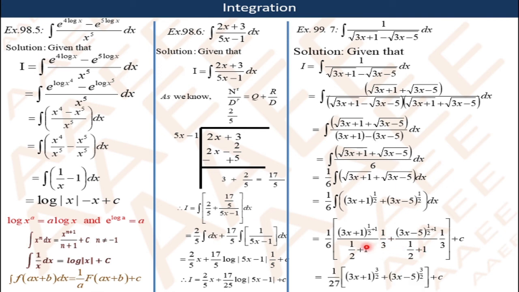If you simplify it, the 3 by 2 goes to the numerator, and with the 6 outside, the result is 1 by 27 times 3x plus 1 raised to 3 by 2 plus 3x minus 5 raised to 3 by 2, plus c.